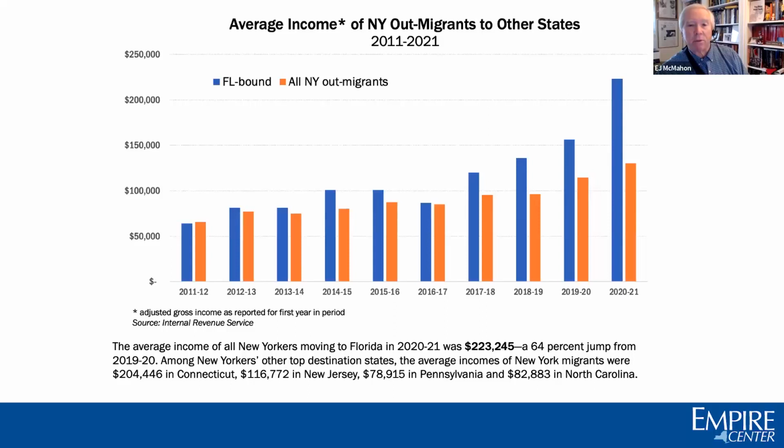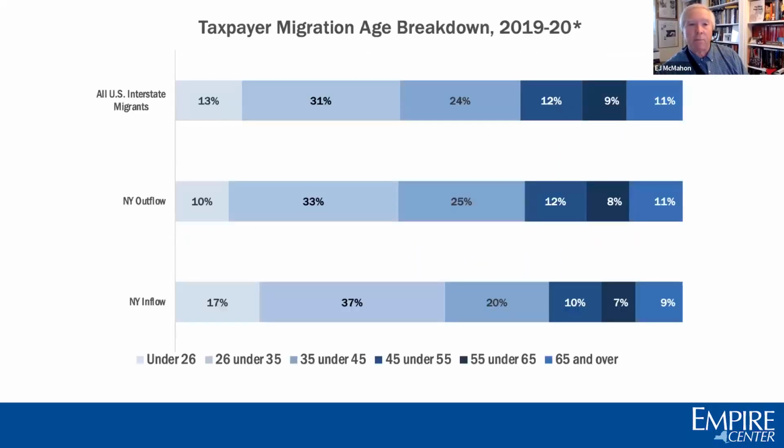So the average incomes of our migrants has been growing steadily and then really jumped during the pandemic. Here's an age breakdown. This is from 2020 data, but the 2021 data are very similar, actually. If you look at all people making an interstate move compared to New York outflow, the age breakdown is almost the same. The inflow to New York tends to be more youthful, though, than the outflow and the all interstate migrant.